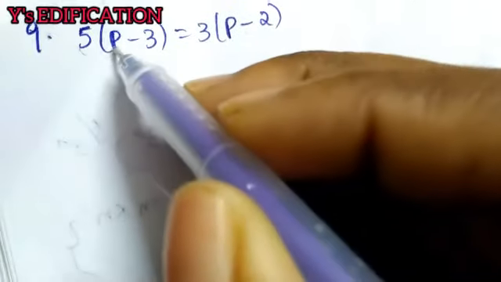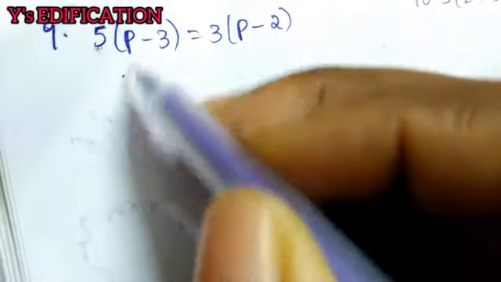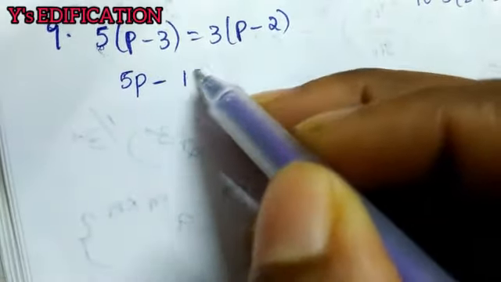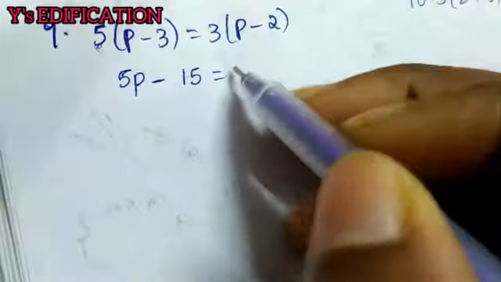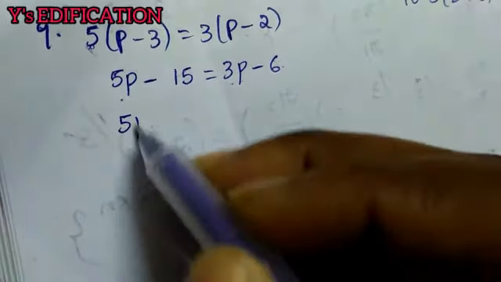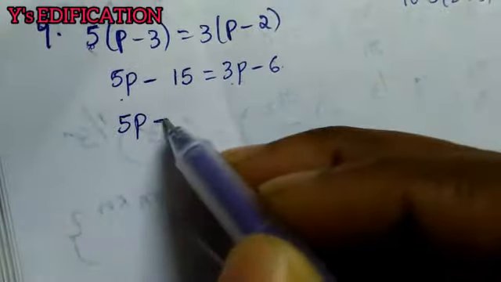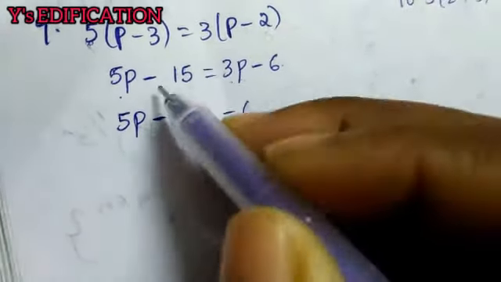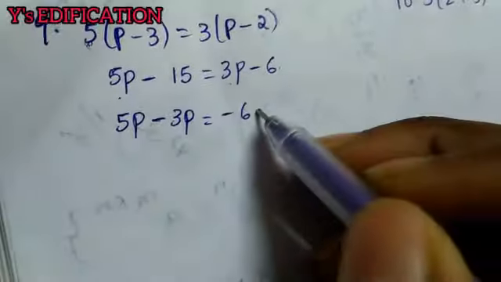So 5 we have to multiply with p minus 3 and 3 with p minus 2. So multiply 5 into p is 5p, minus 5 into 3 is 15, is equal to 3 into p is 3p, minus 3 into 2 is 6. Okay, now write both the variables on one side. 5p, this is plus, now it becomes minus 3p, is equal to minus 6. This is minus 15. While transposing, it will become plus 15.